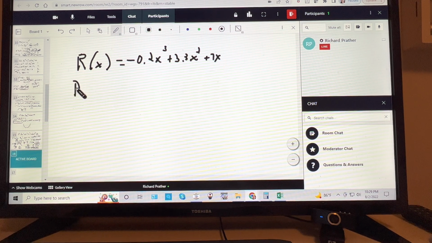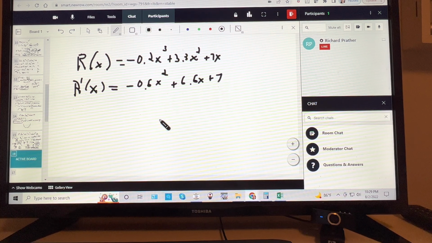So I get the first derivative. 3 times negative 0.2 is negative 0.6x squared. 3.3 times 2 is 6.6x, and then that's 7. So this could have 2 critical numbers.